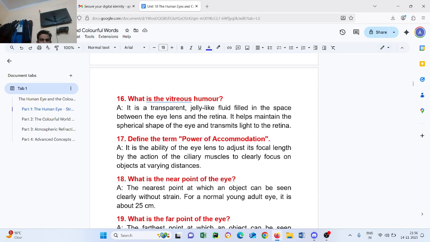Question number 18. What is the near point of the eye? The nearest point at which an object can be seen clearly without strain. For a normal young adult eye, it is about 25 centimeter.